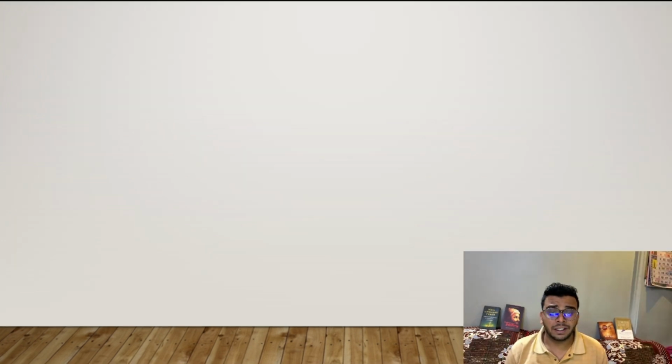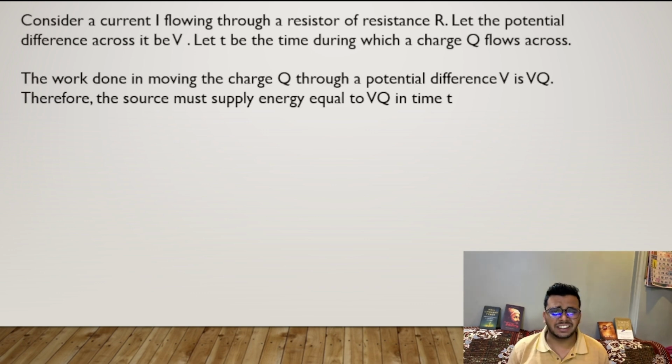Now we will derive a formula for the heating effect of electric current. For that we'll have to make a few assumptions. So the assumption statement goes like, consider the current I flowing through the resistance R, let the potential difference be V, let the charge be Q and the time t. You can write this in your own words, no need to memorize it as it is. Just remember all the terms which you'll be using to derive the formula must be mentioned.